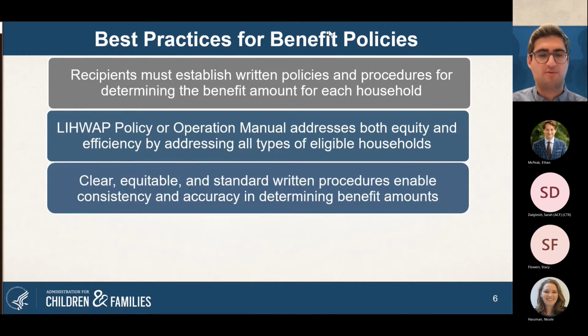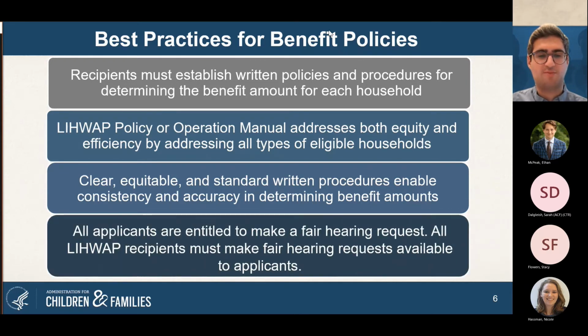Having clear, equitable, and standard written procedures will help enable intake workers to be consistent and accurate in how they determine benefit amounts, which will help reduce the number of claims from applicants that appeal benefit determinations, also known as a fair hearing request. All applicants are entitled to make a fair hearing request, and all LIHWAP recipients must make fair hearing requests available to applicants.